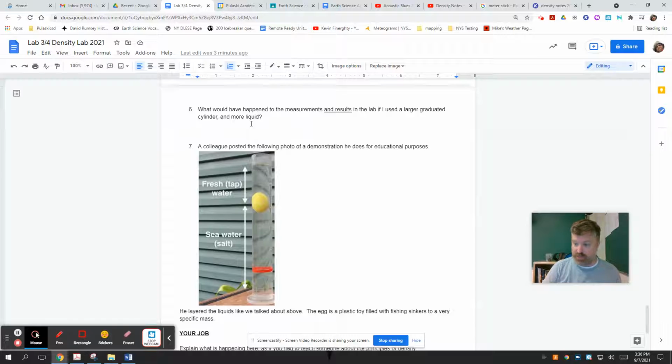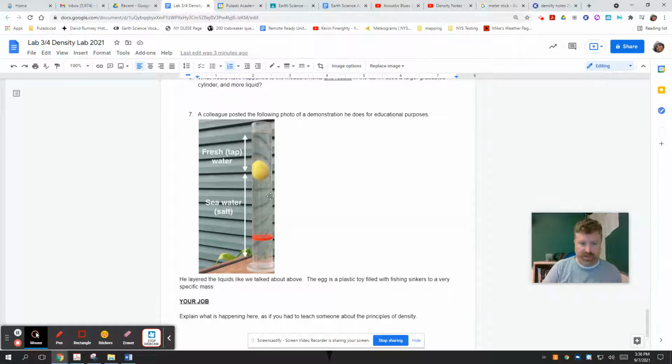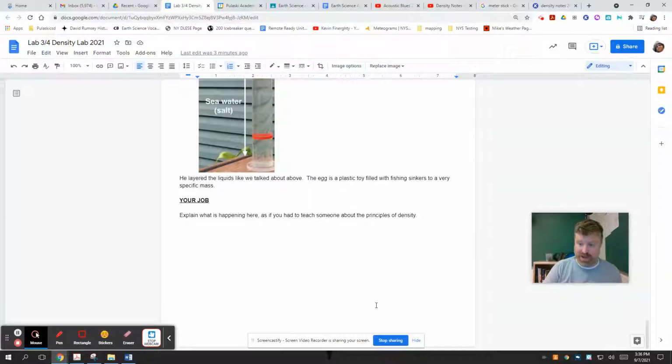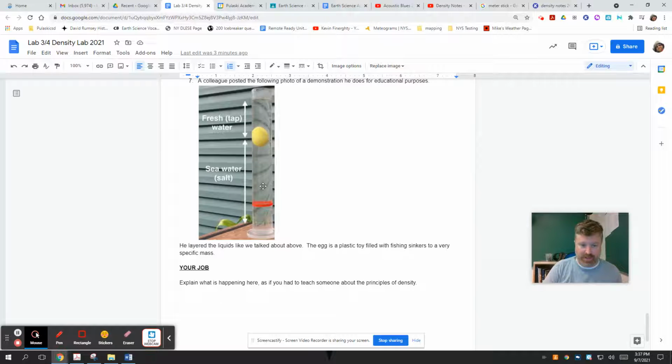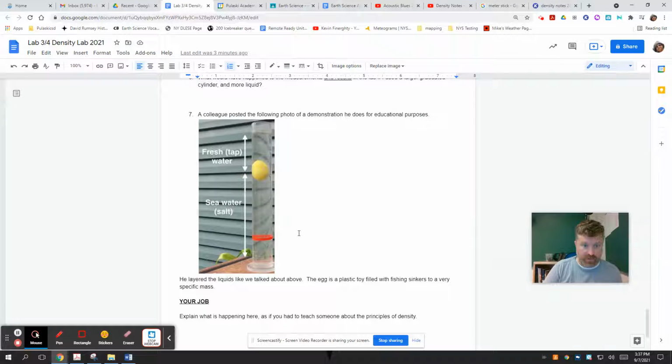What if we use bigger graduated cylinders? What would that do? I don't know. Let's think. Now I like this question. This is going to look a little confusing and intimidating, but I want you to explain density, and I want you to explain what's going on here. The gentleman that wrote this is a very, very smart guy who does these little experiments to help earth science teachers learn new demos. So he did this at his house, took some salt water, took some fresh water, and took a little plastic Easter egg with a very specific amount of coins or fishing sinkers or something until it sits right about there, totally on its own.